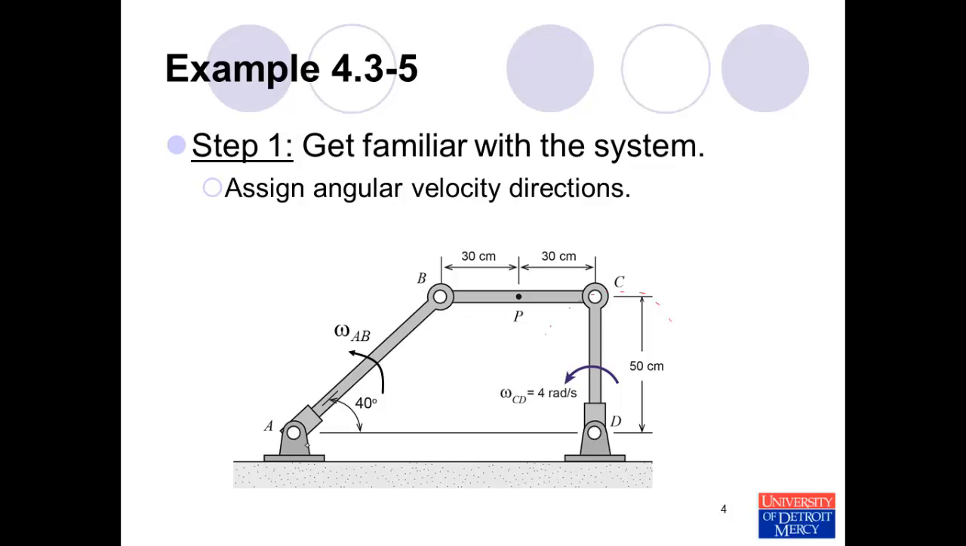Point B is also moving in a circle about A. If we assume this direction of rotation, point B is going to follow a path like that, and so it's going to move up. Since B moves up and C moves down, we can basically deduce that bar BC is going to rotate in the clockwise direction.